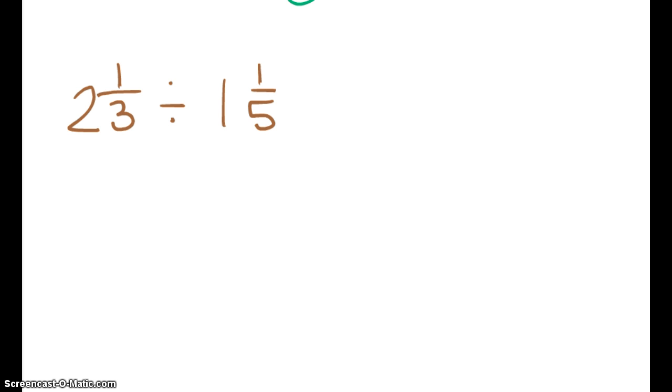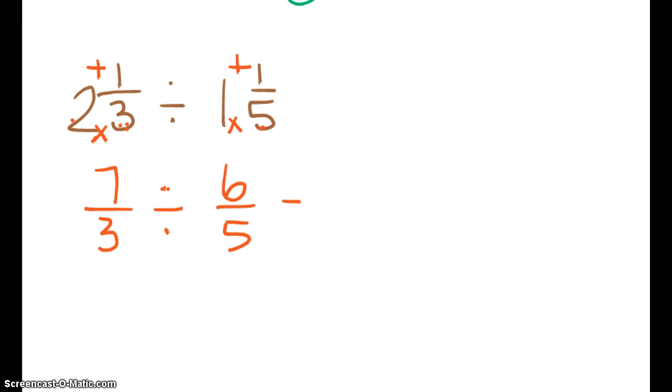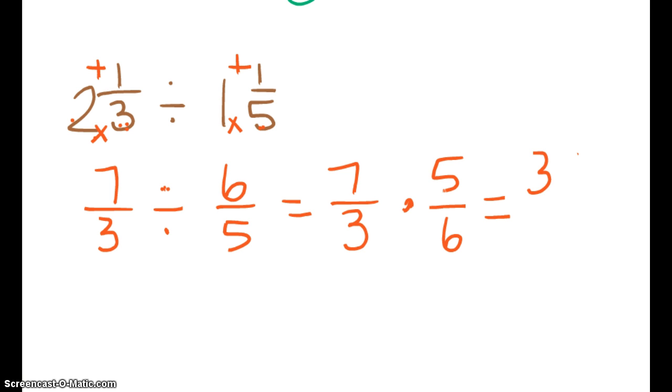The first thing we have to do is change this to an improper fraction. 3 times 2 is 6, plus 1 is 7. Our denominator stays the same. So 7/3 divided by 5 times 1 is 5, plus 1 is 6. Denominator stays the same. 7. Alright, so now we say 7/3. We keep the first fraction times the reciprocal of the second fraction.